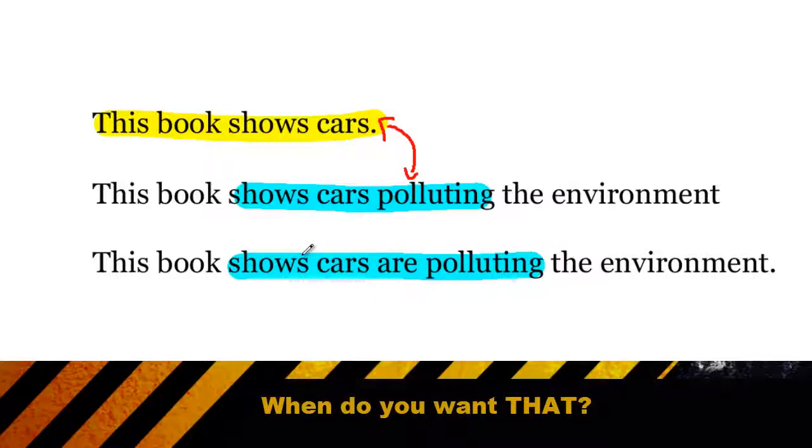More importantly, however, we have two verbs in the third sentence. We have "shows," and then we have "are." We have a verb doing a verb, and that's when you need to add a "that." And the "that" is used to clarify that the book is not just showing pictures of cars polluting, but the book is showing an attribute or aspect about cars, and that happens to be that cars are polluting.